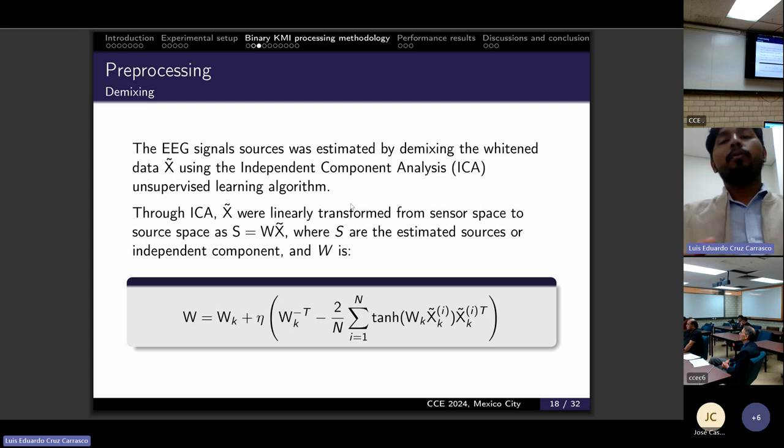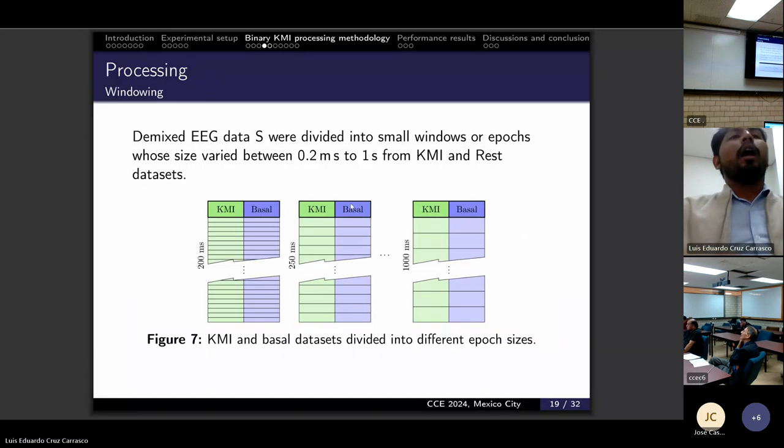So we linearly transform our EEG data sets, the KMI and resting state, from the sensor space in which we acquired them to the estimated source space. So we ensure that the data are decorrelated, with zero mean and unit variance, and demixed. After that, every data set was divided into small windows or epochs that we varied from 200 milliseconds to 1 second. From this, the rest of the methodology was applied to every window in the data sets.